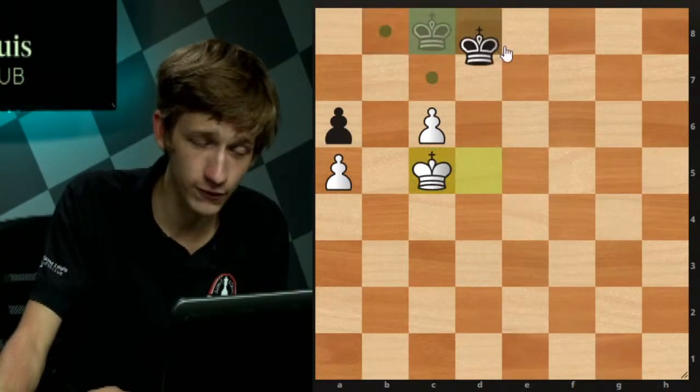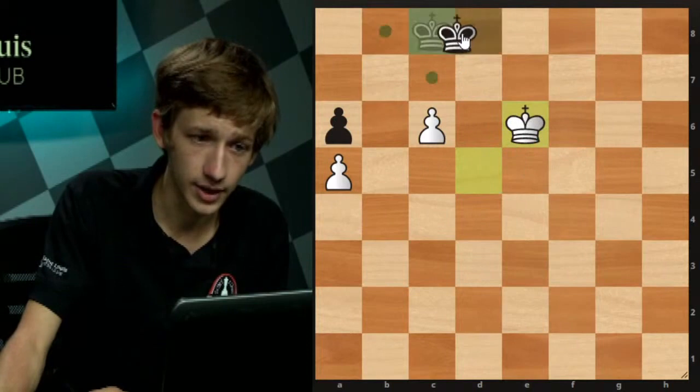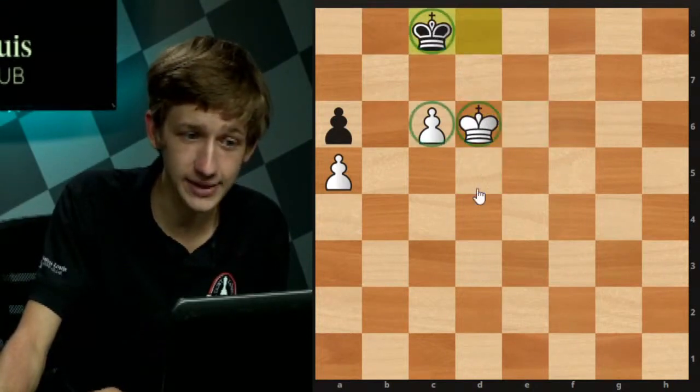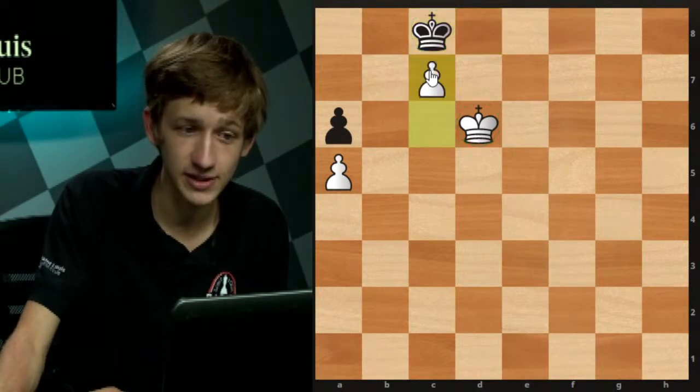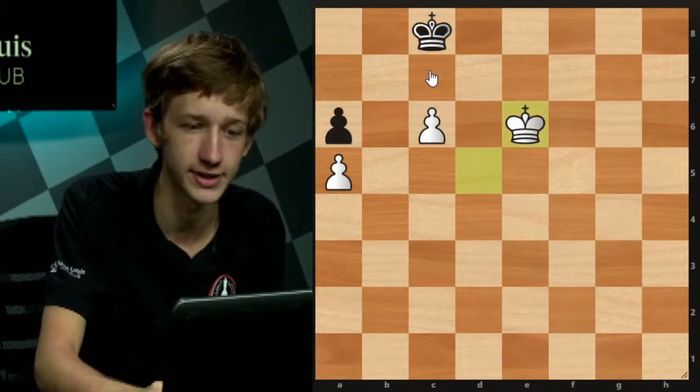So, as we know from king and pawn endgames, let me just do something here. If the black king is on c8 and our white king is on d6, we can play c7 and win the game. That's just how it works with the pawn on the 6th.